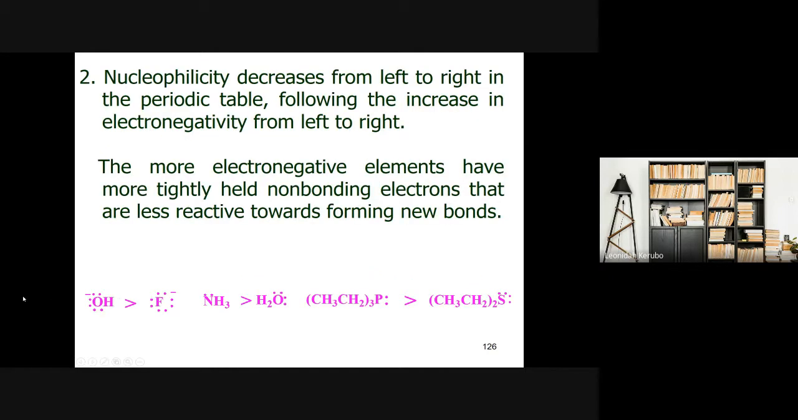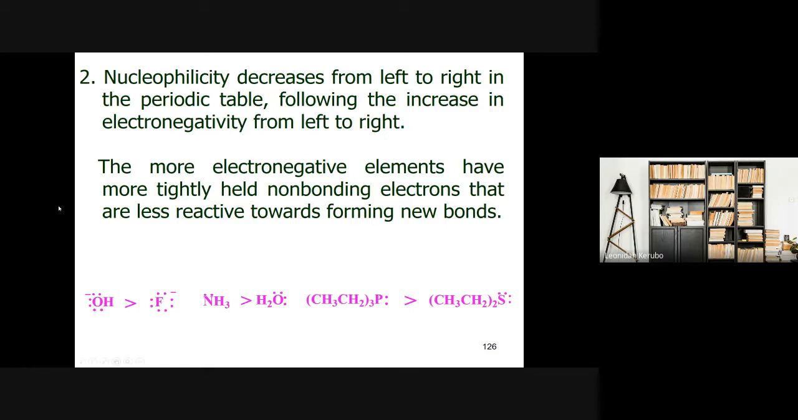Number two, nucleophilicity decreases from left to right in the periodic table, following the increase in electronegativity from left to right. That is because the more electronegative elements have more tightly held non-bonding electrons that are less reactive towards forming new bonds. Non-bonding electrons are those which are not involved in the formation of covalent bonds, but can be availed to other electron-lacking species, electrophilic species, to form new bonds.